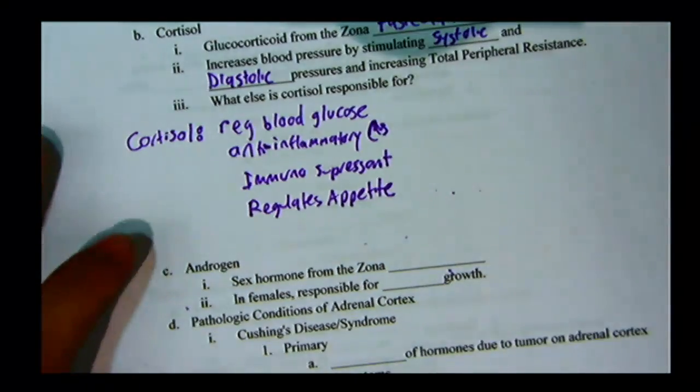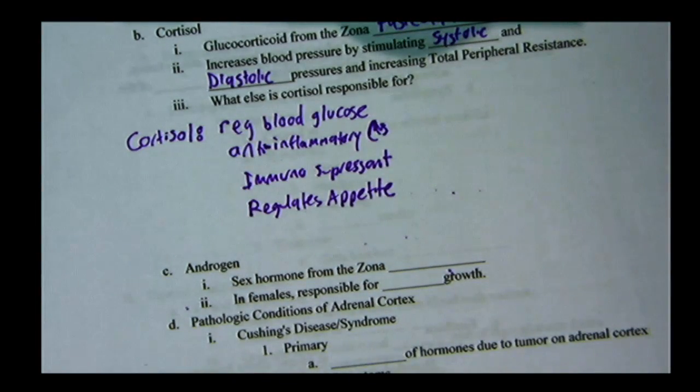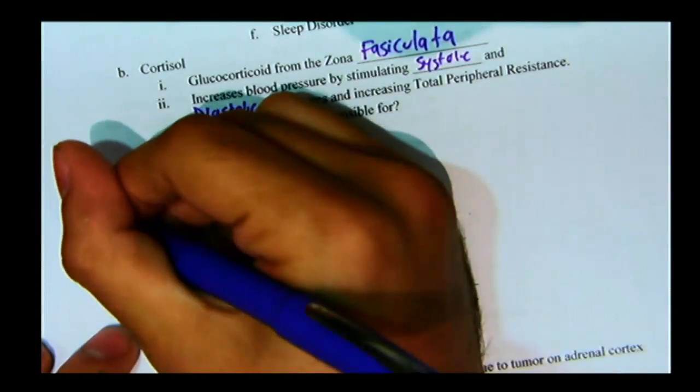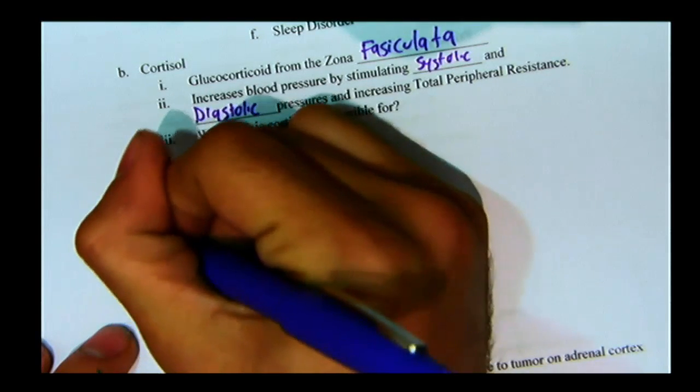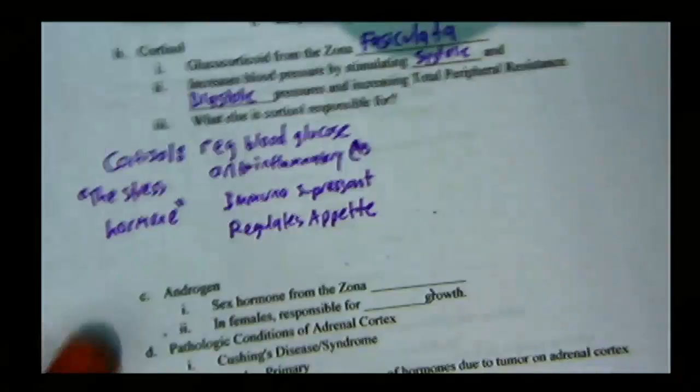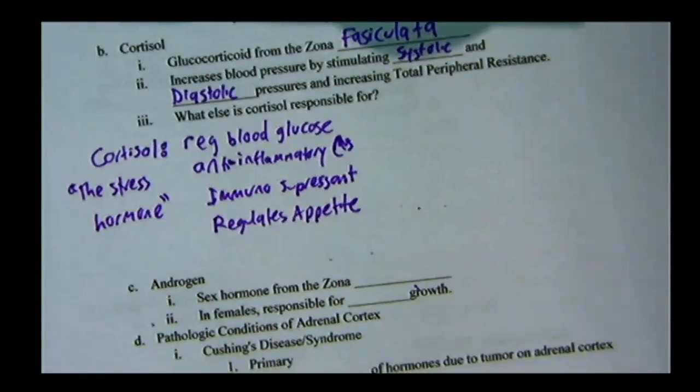So it might be running through your veins right now. That's why you get sick during finals week. That's why you get really hungry during finals week. It's not very fun. What else does it do? Can you guys think of anything else for cortisol?